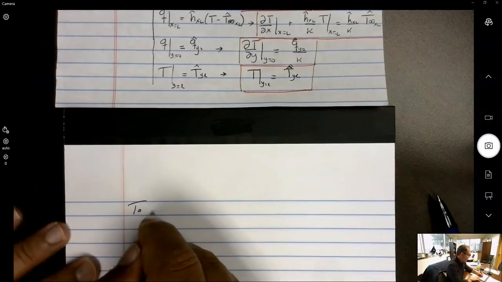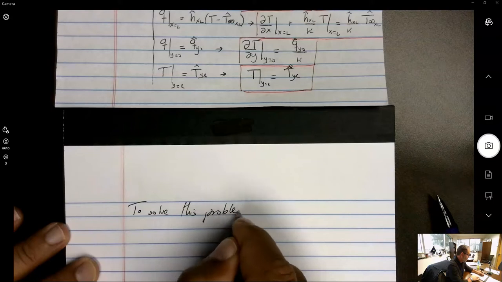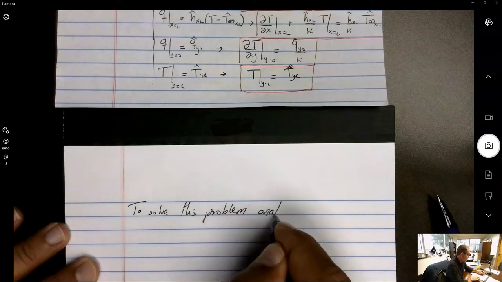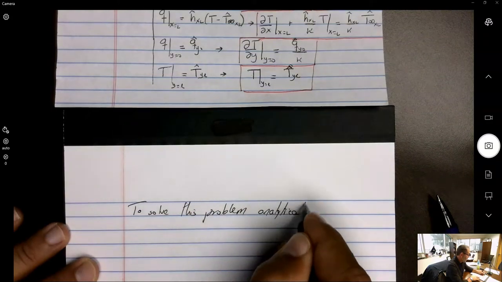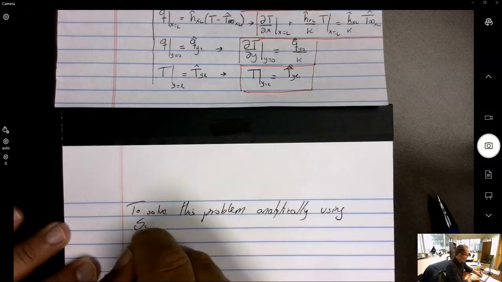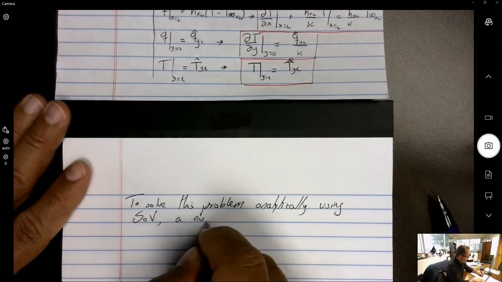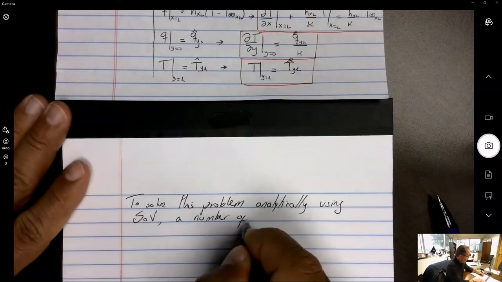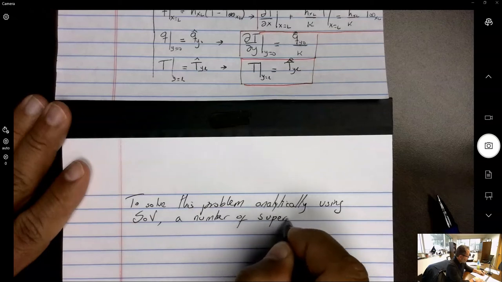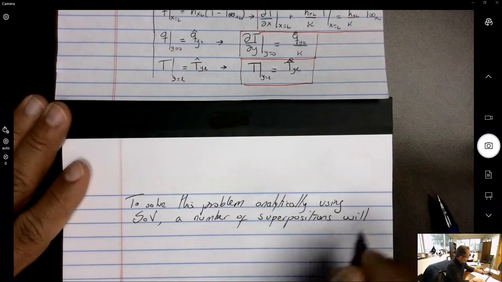To solve these problems analytically using separation of variables, a number of superpositions will need to be performed.